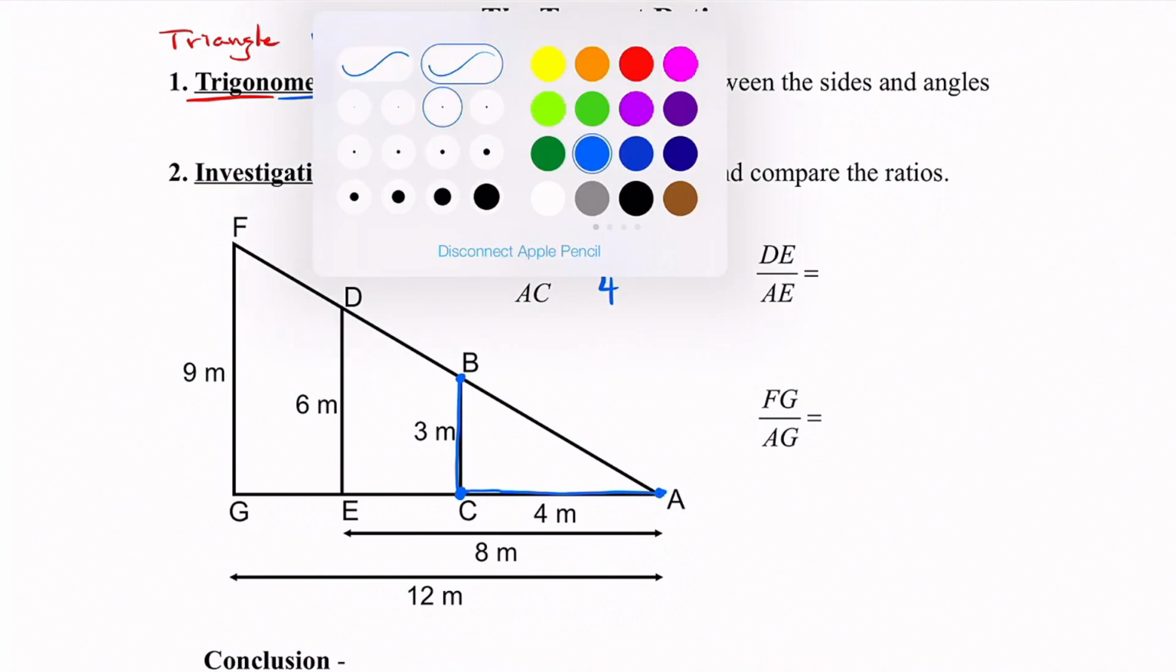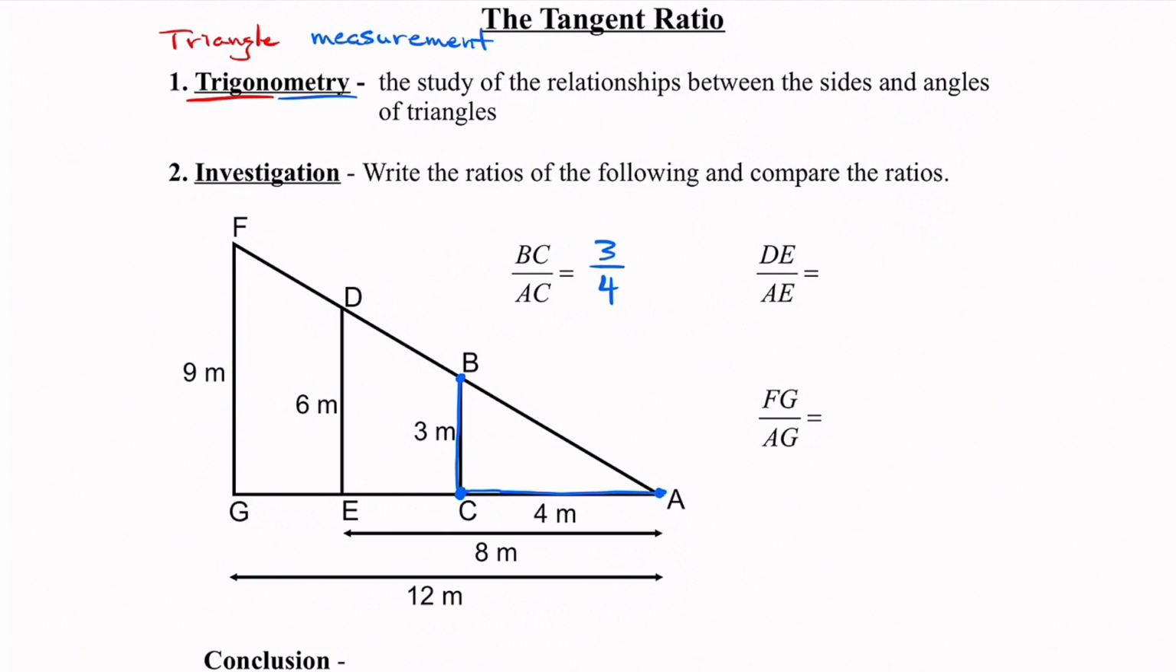The next one we have is DE over AE. I'm going to go from D to E, that's right here, so that was 6. And then from A to E, that is 8. Whenever we have a fraction, we should always reduce it. So I could divide the top by 2 and the bottom by 2, and I'm going to get 3 over 4.